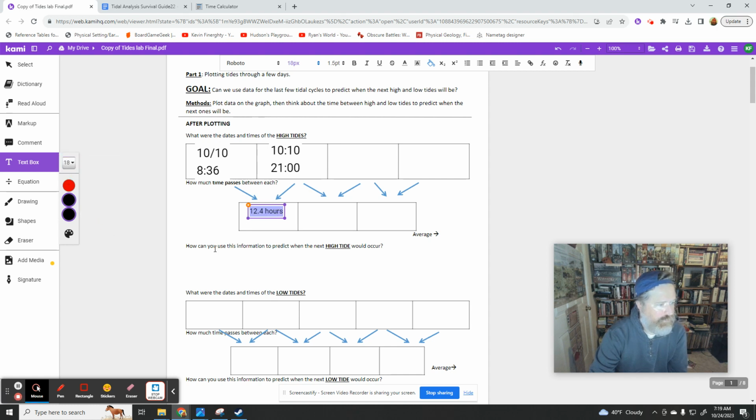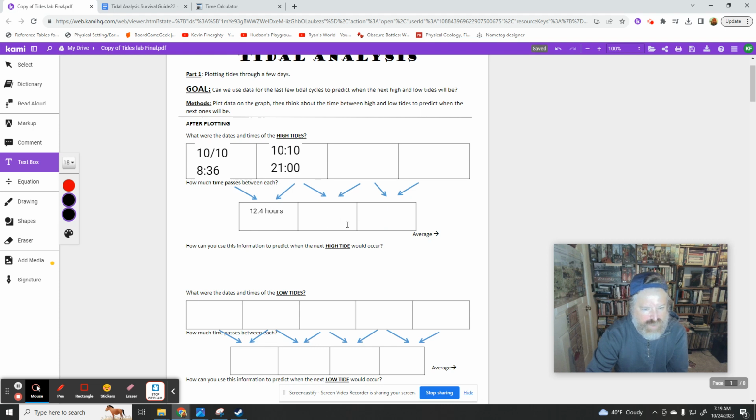So, do that for those 3, get the average, and they should all be pretty similar. The idea then is that if we know that the last one occurred at this time, and that they take about this much time to pass in between them, when will the next one occur? Well, it would just be that increment past that. It'd be another 12.5 hours, 12.4 hours past the last one. So you tell me how to predict that information. You can figure it out right there.